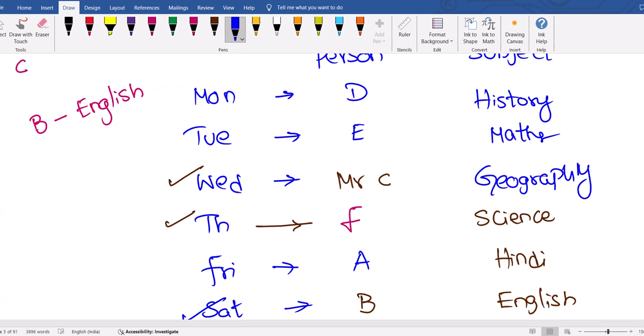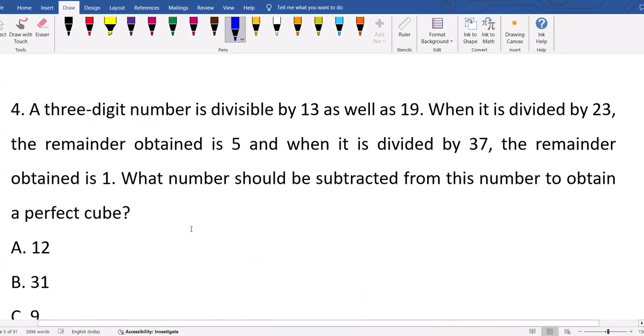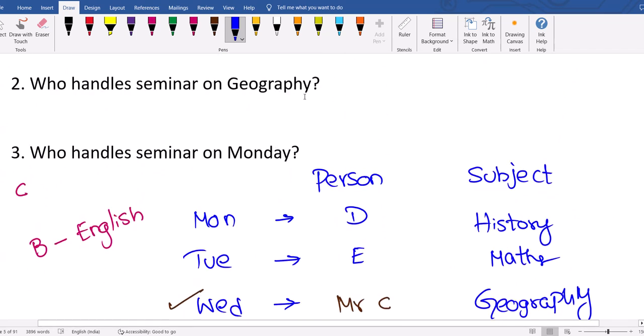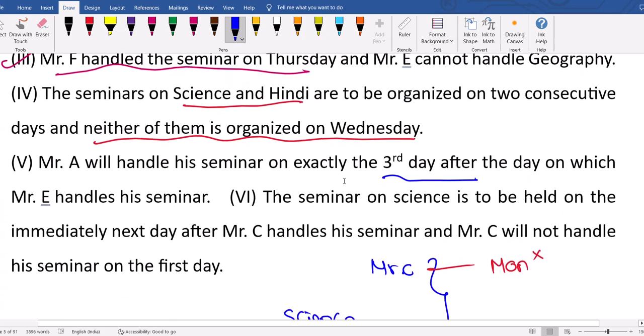And who is handling on Monday? They asked that also. Two questions are like this: who handles seminar on Monday? Who is taking seminar on Monday? Monday is D, right. Seminar on geography is C. They ask some other questions also, but this is a pretty typical question, and we need to be very much focused, right? So it's not easy.